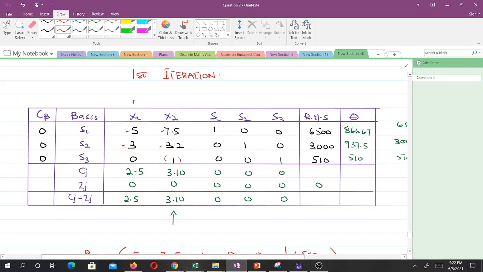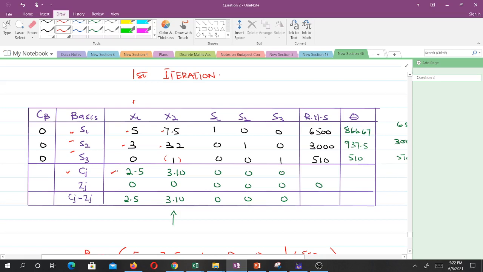And these represent the coefficients of the bases s1, s2, s3 in the objective function. You can see that they are all zero. And the CJ represents the coefficients of x1, x2, s1, s2, s3 in the objective function. That's what you can see here.